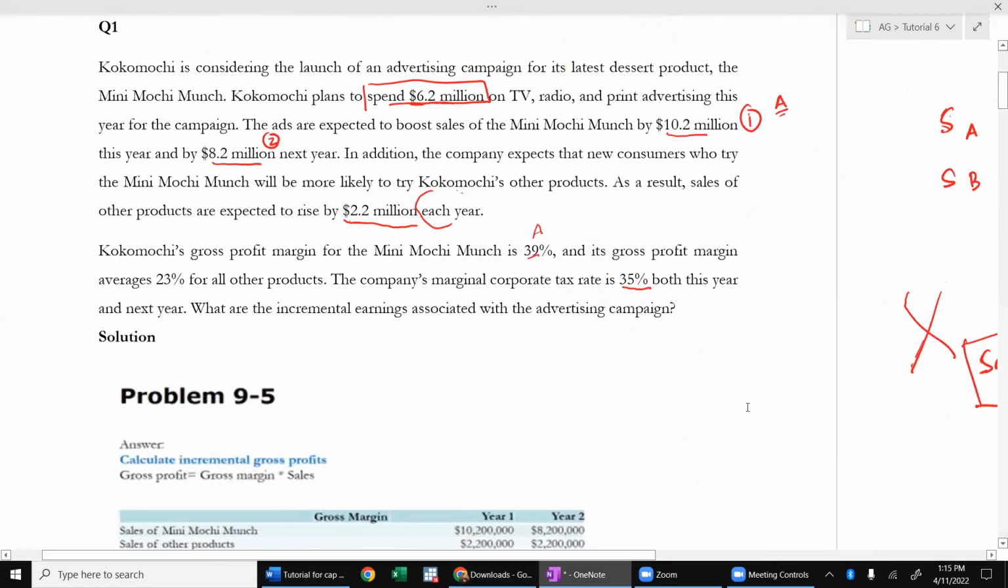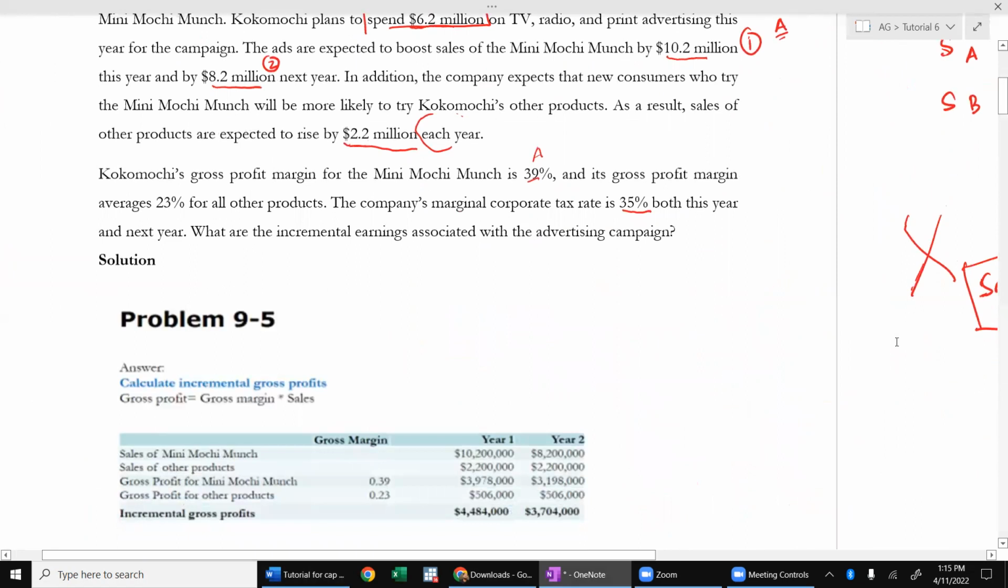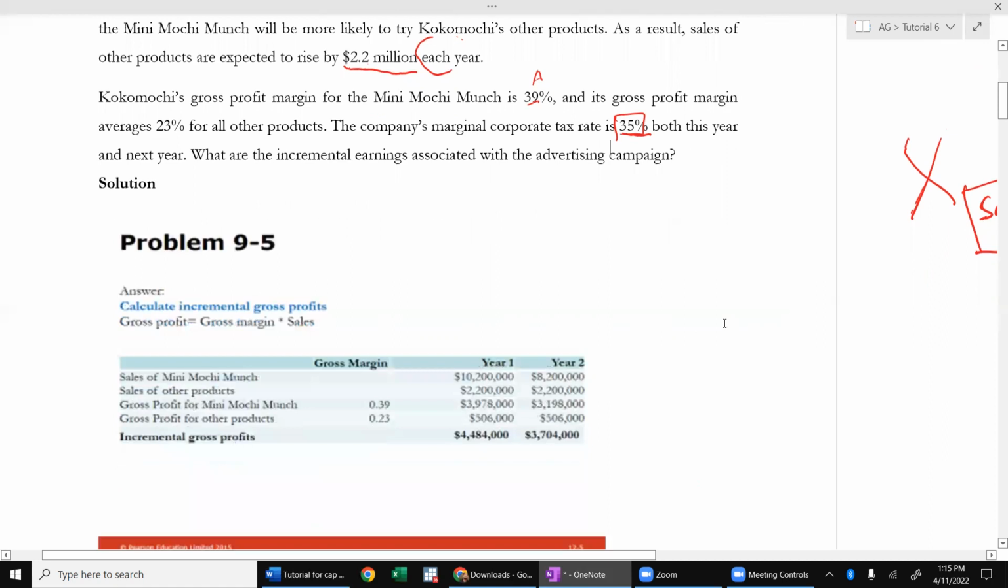Perfect. Now we have the tax rate, which is 35%. Cost of capital is not given. Okay, no problem, we don't need that because the question did not ask us to calculate NPV.